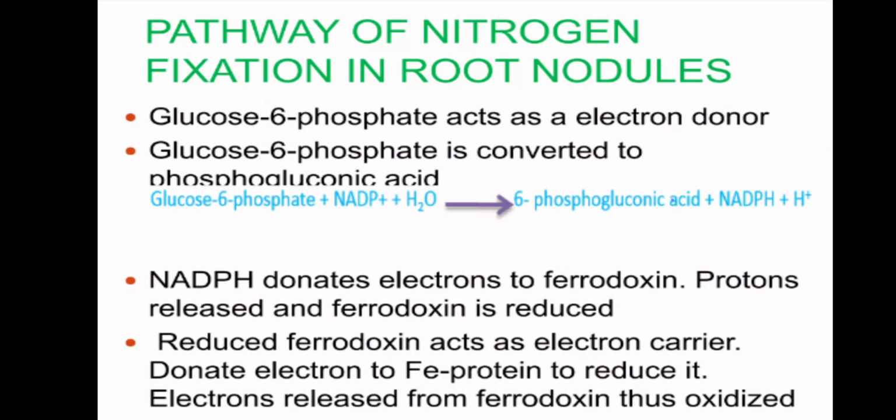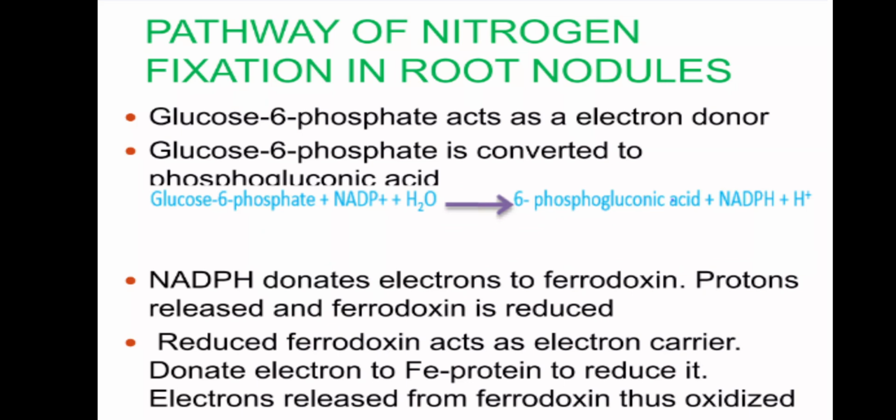Pathway of nitrogen fixation in root nodules. Glucose 6-phosphate acts as an electron donor and is converted to 6-phosphogluconic acid with the help of NADP and water, thus obtaining 6-phosphogluconic acid, NADPH and H plus ions. Here NADPH donates electrons to ferredoxin, and with protons released, ferredoxin is reduced.